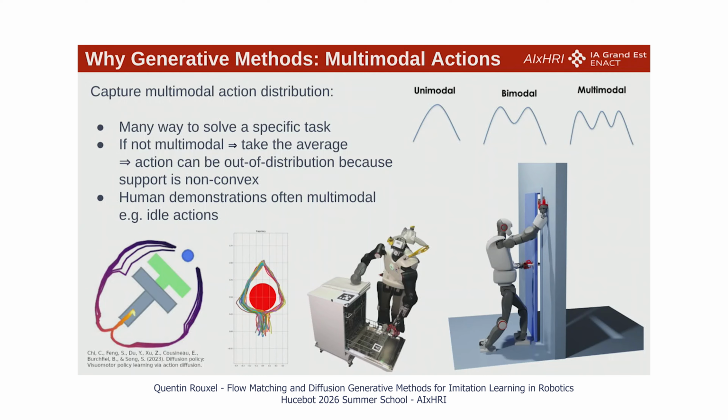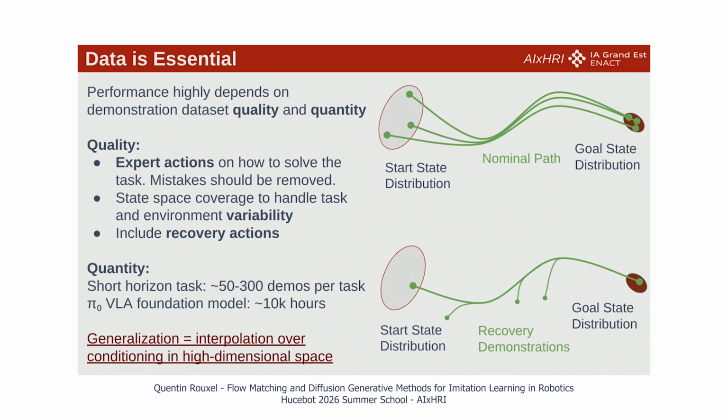So having a model that can, from complex data, extract and really capture the multimodality of the data is very important to solve complex tasks. And that's why these generative methods are really working better. And again, when we do imitation learning, the most important thing is data, of course. And it turns out that the performance of imitation learning is highly dependent on the quality and the quantity of data.